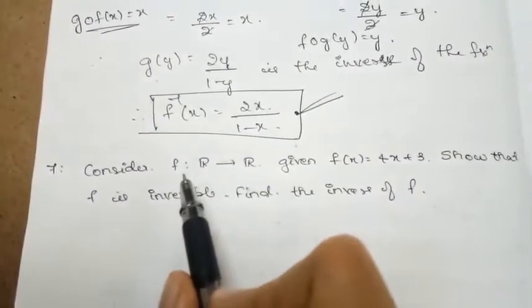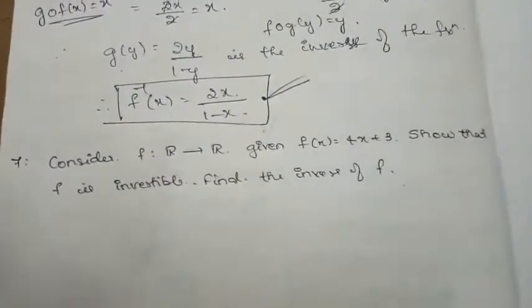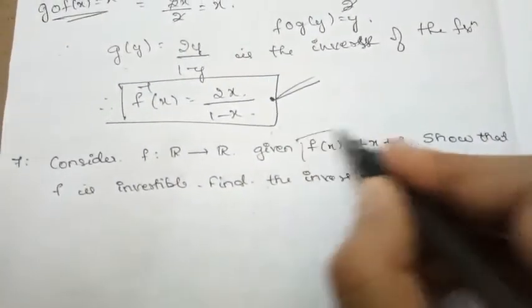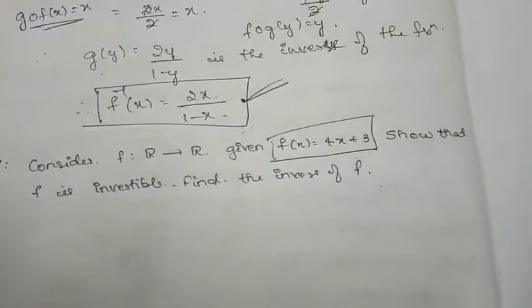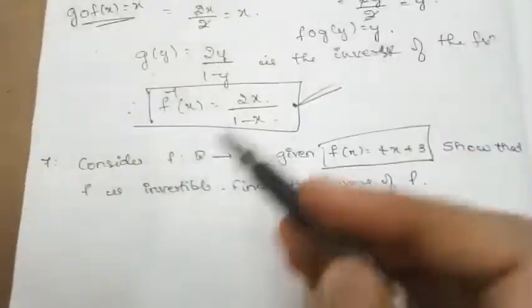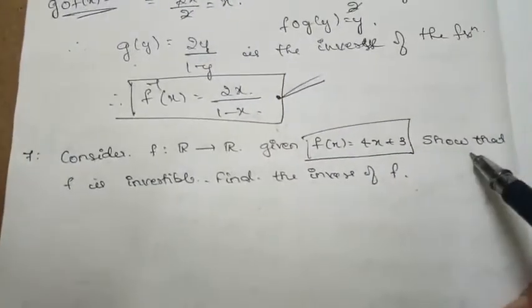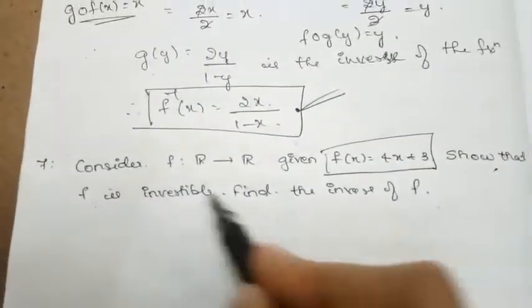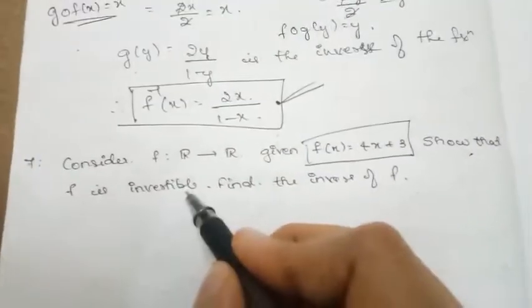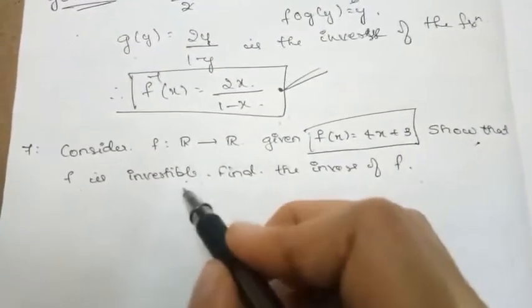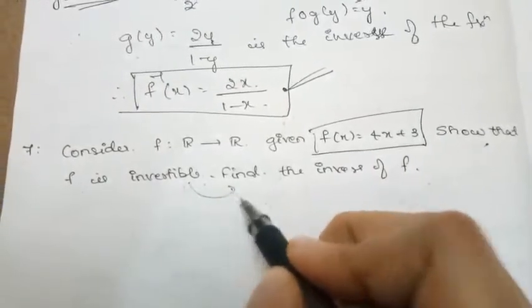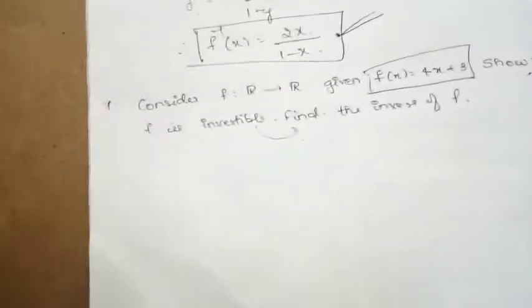Here they have defined a function f from the set of real numbers to real numbers, and the function is defined as f of x is equal to 4x plus 3. The first thing is we need to show that the function f is invertible. After showing that f is invertible, we need to find the inverse of that function.